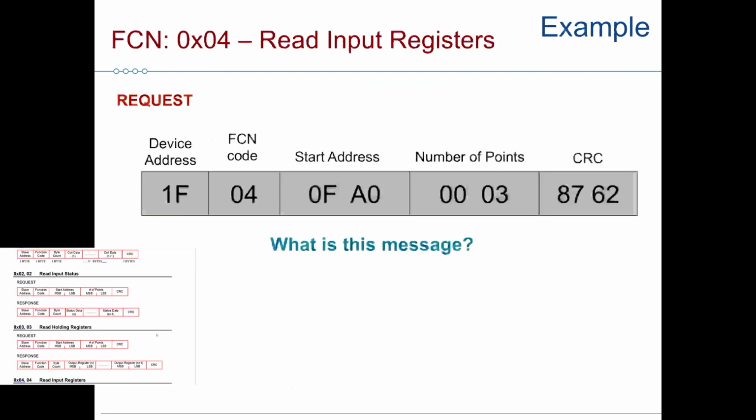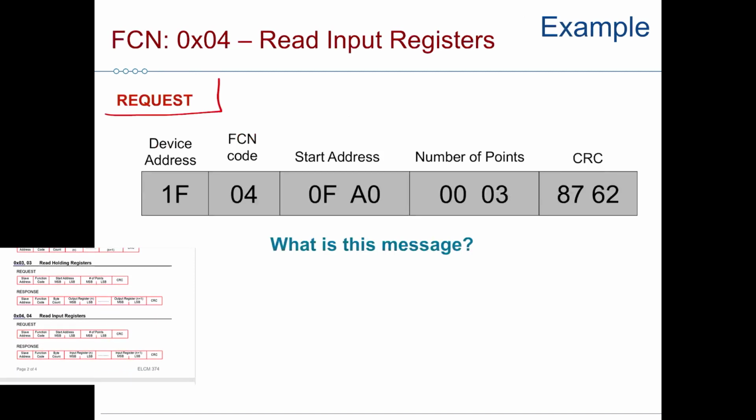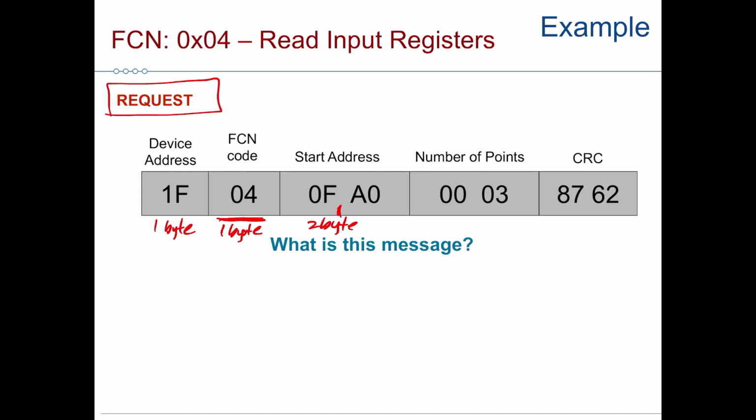Okay, let's take a look at this. If we look at this request, the first thing we would do to interpret it is look at the function code, then look at function code 04 in our Modbus handout and see how it's formatted. If we did, we would see a 1-byte slave address, 1-byte function code, 2-byte start address, which we consider as a whole value of 2 bytes, number of points, 2 bytes, again considered as a whole value, and then your 2-byte CRC.